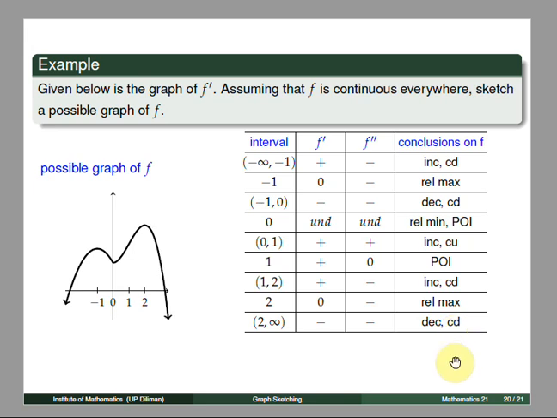Did you get it? This is really, really nice. So from f prime, we have derived a lot of information from the graph of f prime, and we are able to sketch a possible graph of the original function f. Great. That ends our lecture.